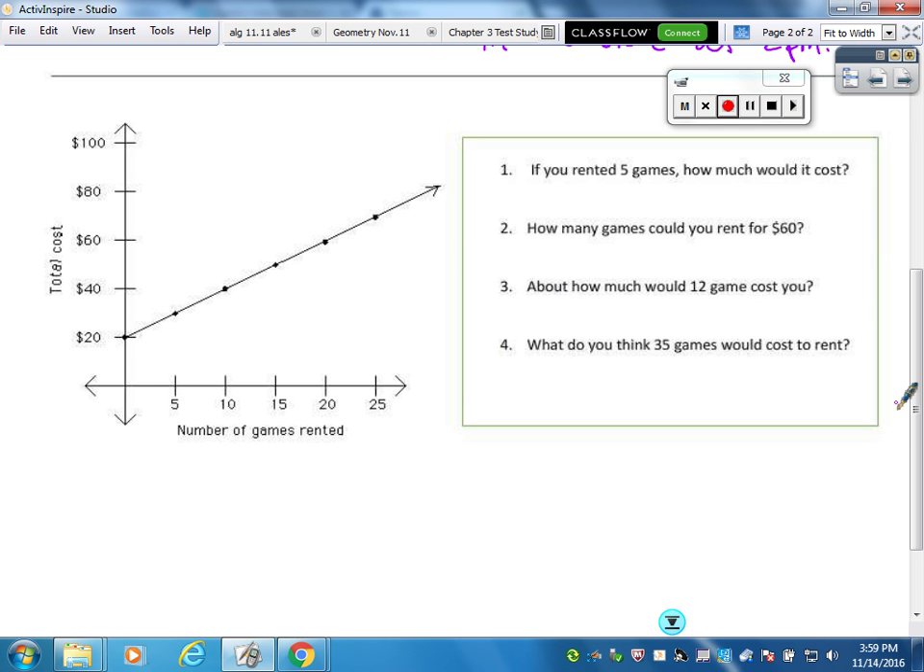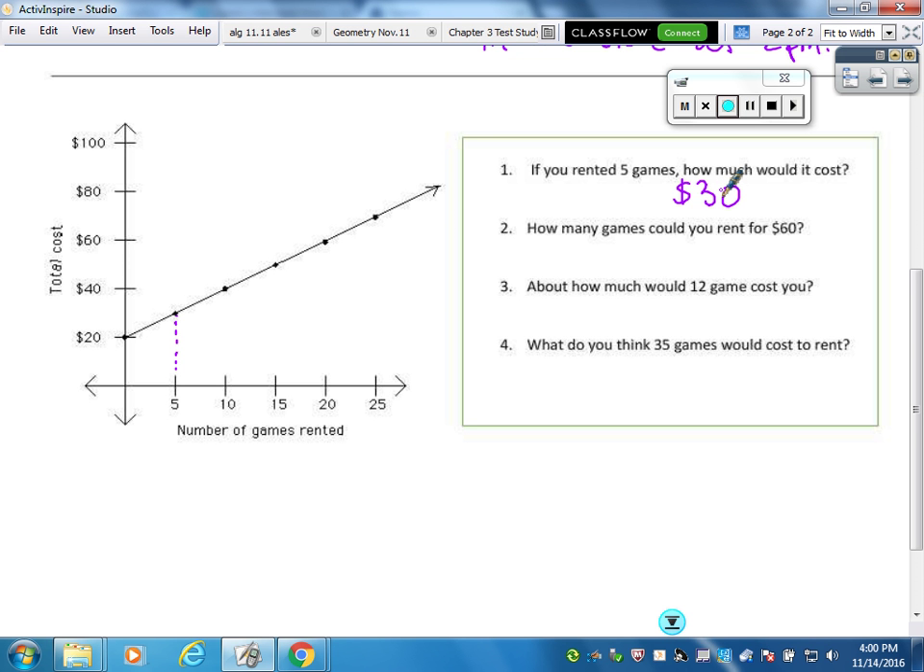All right, next one. This graph doesn't have any grid on it, so we have to estimate a lot. So if you rented 5 games, how much would it cost? So all you have to do is look at your axis again. So your total cost is up here, so I want to know the answer from that column, but the number of games is on the bottom. So if I rented 5 of them, here they go. There's my point. How much would it cost? So that's about halfway right in between $20 and $40 there, so that must have been $30.